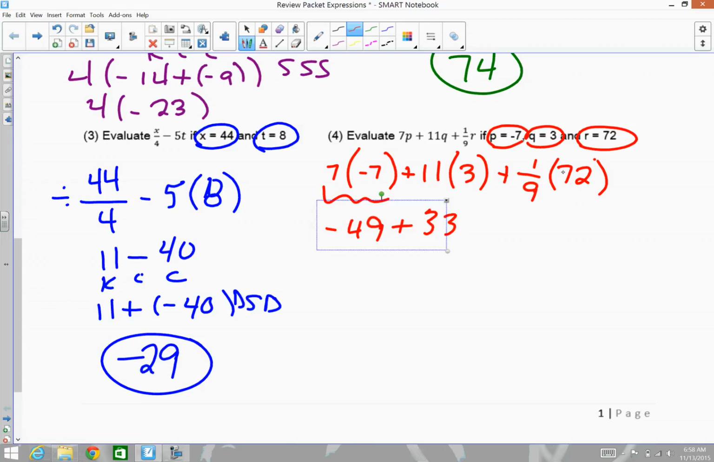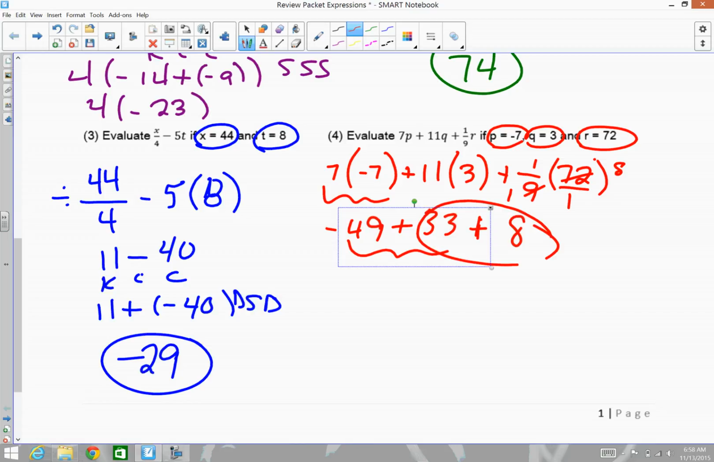And then here, okay, we want to treat this like 72 over 1. And we can recognize that 9 goes into 9 once, 9 goes into 72 8 times. This is really plus 8. Okay, and from there, we have different sign difference. Or you can go ahead and add your positives first, and then subtract 49. Either way, you get -8. Okay, so go ahead and check and correct your packet, fix any mistakes you have, and we'll move on to the next section.